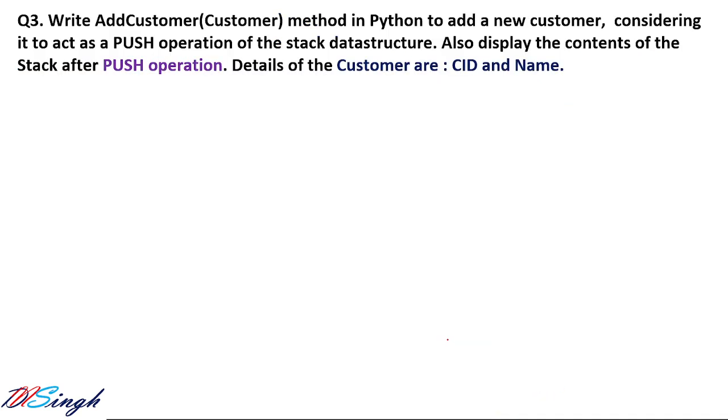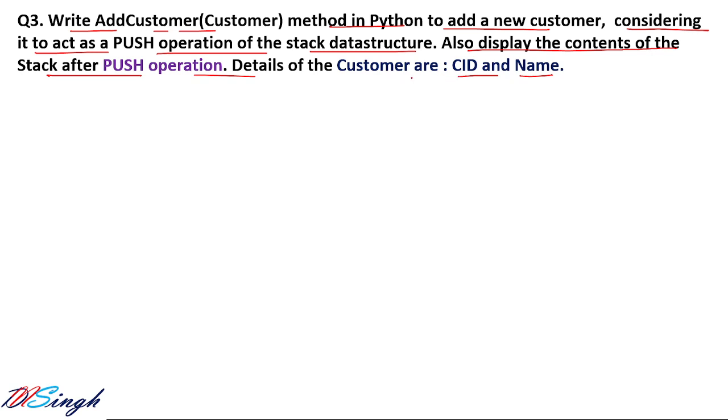Okay, fine. Let us move to the next question. Write AddCustomer method in Python to add new customer, considering it to act as a push operation. Okay, adding a customer will be called push operation of the stack data structure. Also display the content of the stack after push operation. Detail of the customers are CID and name. So this customer will have these two things inside it.